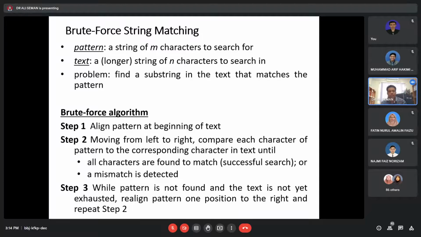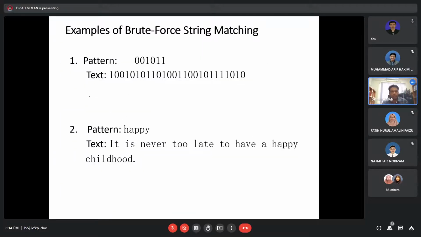This is the repetition. So maybe from here, there's a pattern. We need to compare here for each 0, 0, 1, 0, 1. So we need to align here, and compare character by character. Similarly with the pattern, let's say we have the pattern happy and a sentence where we need to find it. So we compare here, this happy, until we find it. This is how brute force works in general.